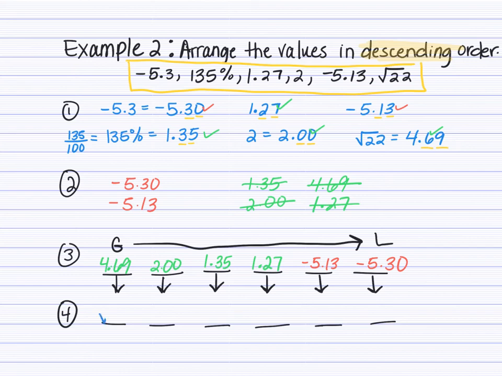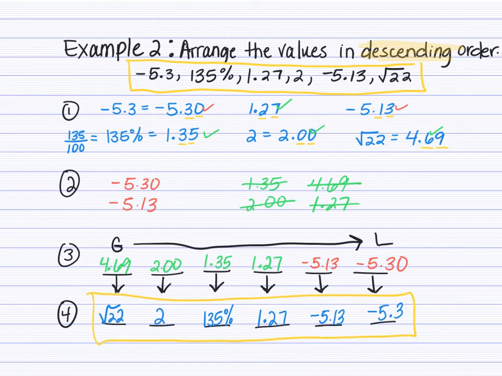4.69, when I go back and look, it actually is the square root of 22. 2.00, we added in extra zeros, so we need to change it back to just the 2 by itself. Then 1.35 was actually 135%. 1.27, we made no changes to that number. Negative 5.13, again, we made no changes to that number. And then finally, negative 5.30, we added in an extra 0, so we just need to take it off and write negative 5.3.